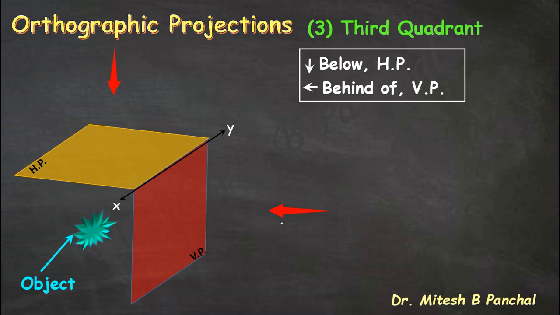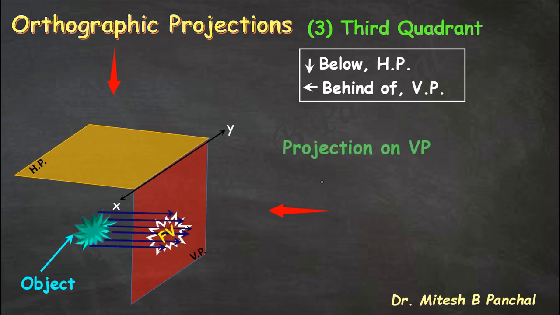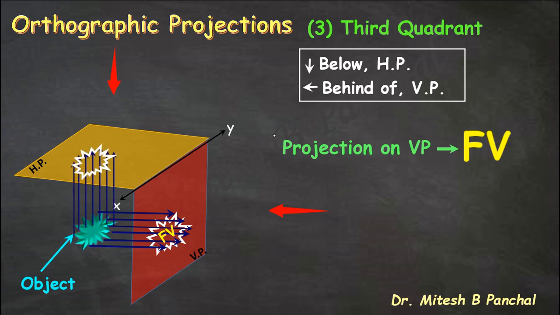So while looking from this front direction, we will get the projection of the object on VP. That is again nothing but the front view. Projection of the object on VP will give you the front view. Similarly, when you are looking from the top direction, from this direction, the projection of the object on HP will give you the top view.